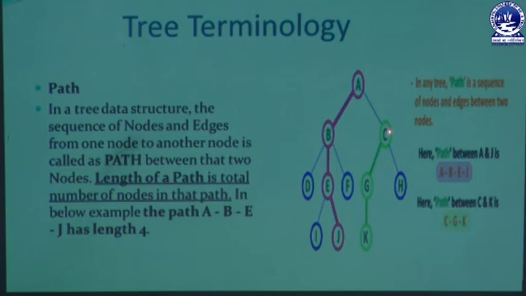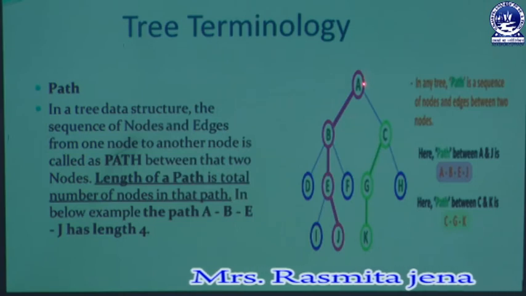In the same question, if I ask what is the path between C and K, that is C to G and G to K. This is the example. Okay. So the length of a path is the total number of nodes in that path. If we ask what is the length of that path, how many nodes are in that path is the length of that path. We can say that is 4. So in the below example, the path from A to B, B to E and E to J has length 4. Okay. So this is about the path from one node to another node.